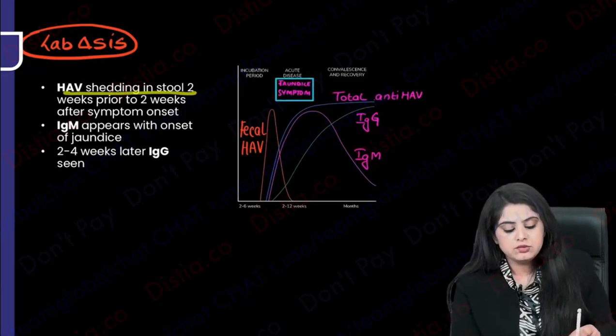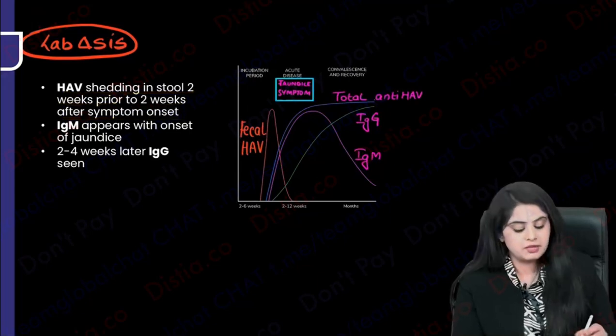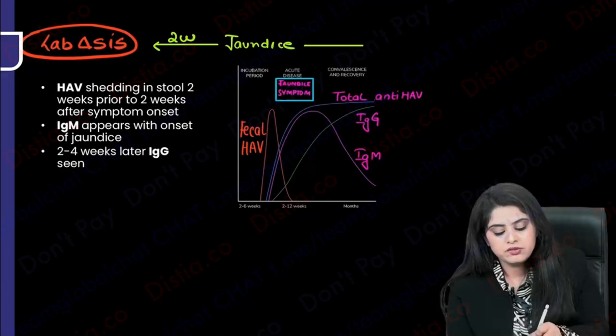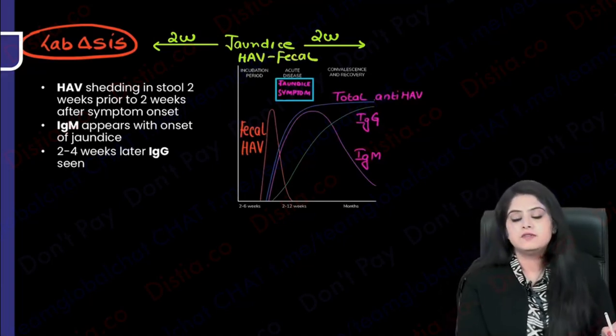So in the stools, 2 weeks prior to 2 weeks after the jaundice, we are going to see hepatitis A virus in the stool. So please remember, if this is the jaundice that they have shown you, so 2 weeks before the onset of jaundice to 2 weeks after the onset of jaundice, you are going to see hepatitis A virus shedding in the stool. So fecal HAV is important.